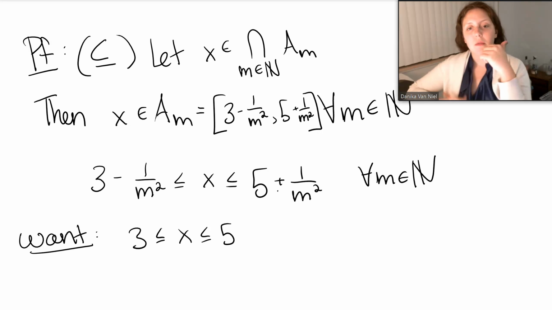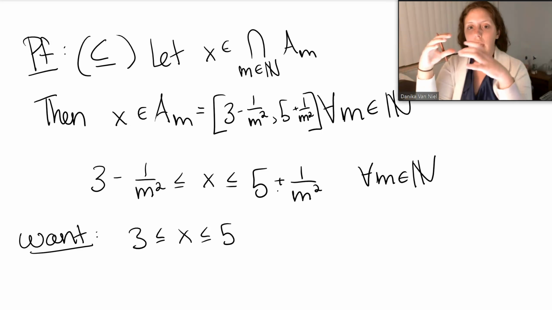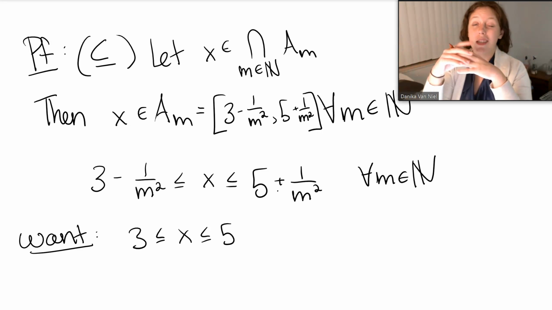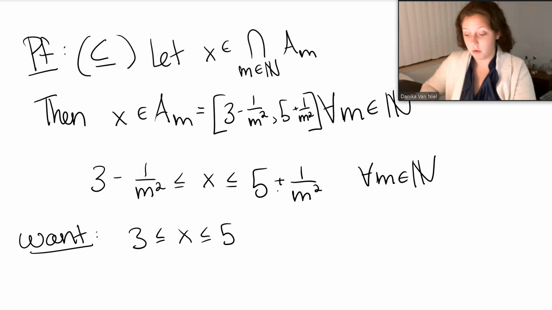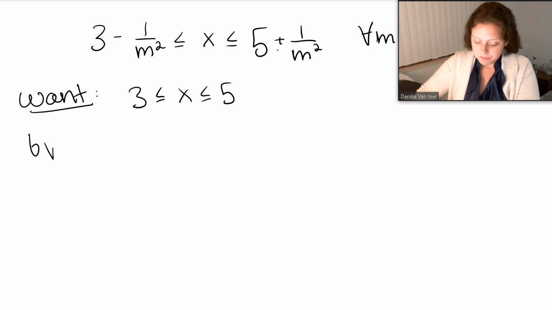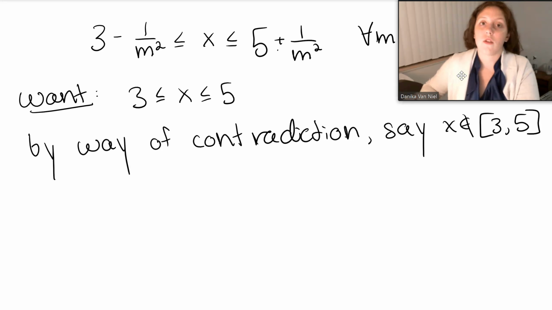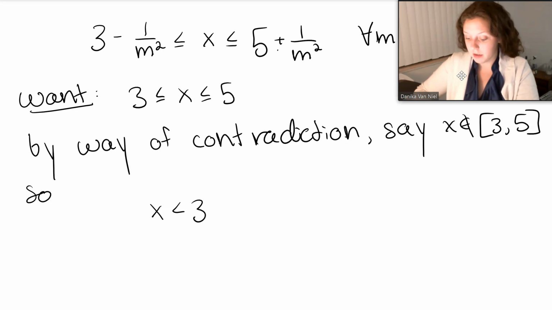Now, when you're trying to show that your element is in a smaller set than what you have right now, I tend to do that by contradiction, or at least that's what I'll try to do. I can't give a sweeping guarantee that that'll always work, but that's what I typically do. Okay, so by way of contradiction, say X is not in 3 to 5. Okay, so what does that mean in inequality notation? Well, that means that X is strictly less than 3, right? Because it can't be equal to it, or else it would be in the set.